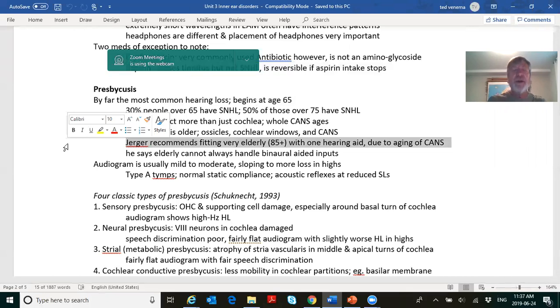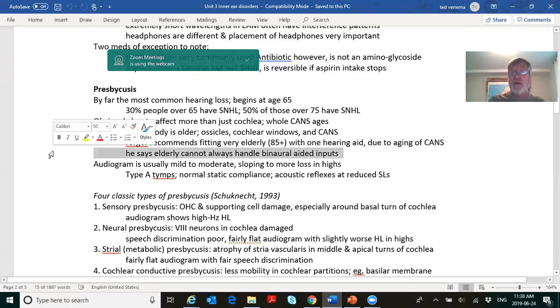He's retired now, but he recommends fitting the very elderly, 85 plus, with only one hearing aid because they can't handle binaural input. Remember the word decussation from anatomy, crossover? Elderly that are very old, their whole nervous system is aged. They're often doing better monaurally. It's a finding that he's published. Elderly cannot always handle binaural aided inputs. Now remember, this is only for the very elderly.